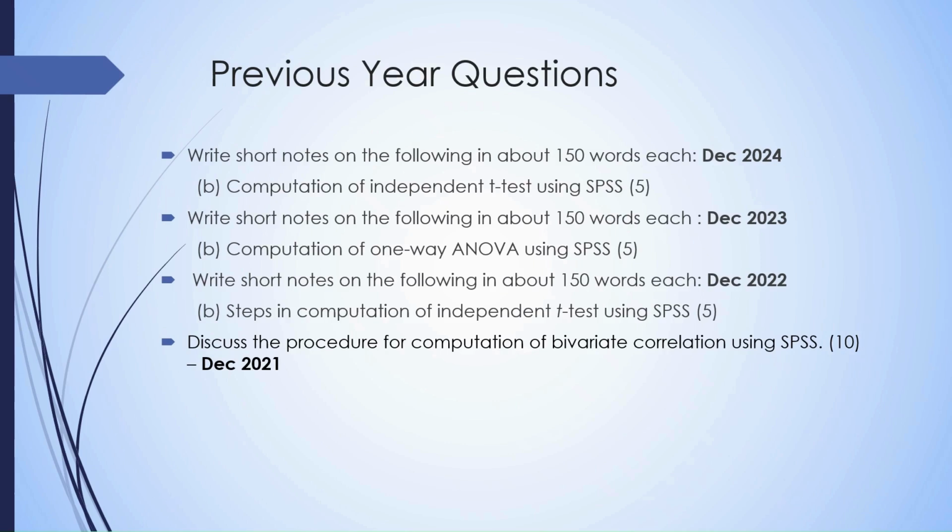Here. So December 2024, which was the last TEE, we had this question. Write short notes on the following in about 150 words each, which is computation of independent t-test using SPSS. We know what it is, right? We have already completed it. So how we are going to attempt this? Write what is independent t-test and just write the steps for how you compute t-test in SPSS.